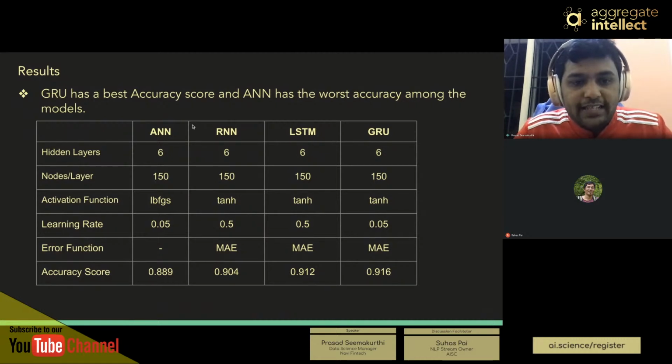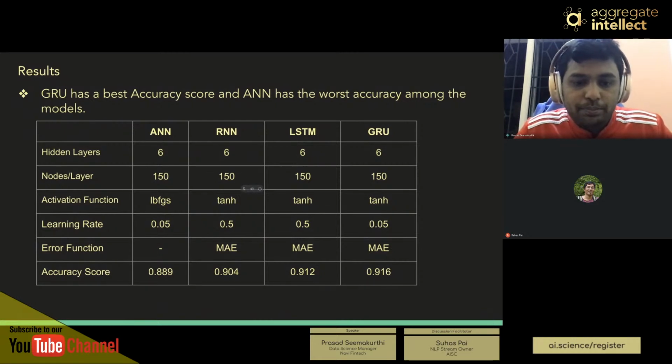Each architecture has had 6 hidden layers and 150 nodes per hidden layer. They have used the LBFGS solver for the deep MLP, and TANH as the activation function across the remaining architectures. They've tried playing with different learning rates as well.